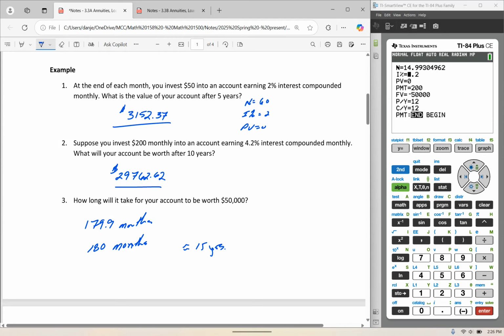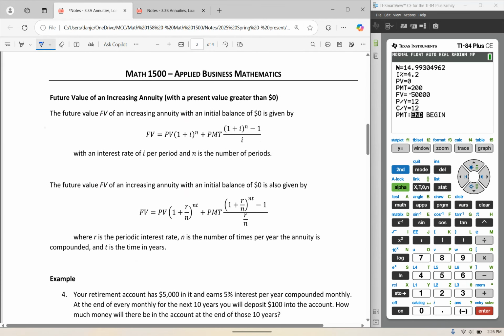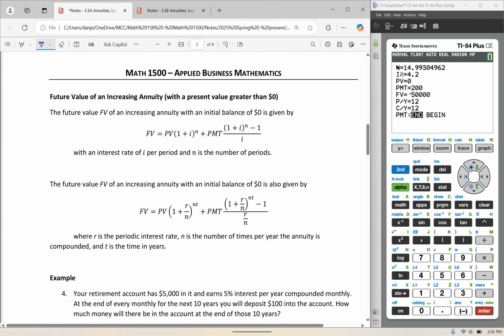I am showing you this on the TVM solver. You've got the formulas up above if you want to substitute values in and do the multiplications. Very few people are actually going to crunch those formulas without using a TVM solver, either on a graphing calculator, an app on your phone, or a program on your computer. Okay. Now you'll notice here we're looking at the future value of an increasing annuity with a current present value. So those first 3 examples we did, I'm starting with 0.